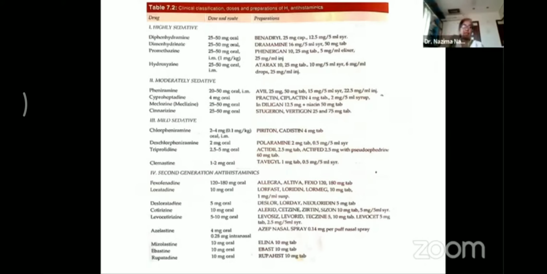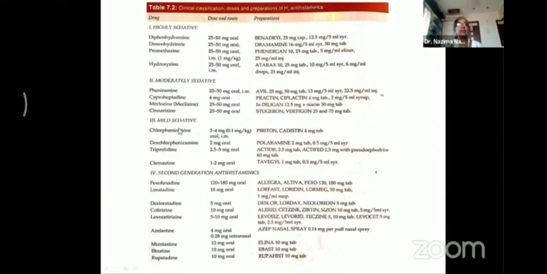Now, coming to the classification of the H1 antihistaminics, again, it is very important. They are classified as old generation or first generation and second generation antihistaminics. Again, based on the sedative action, they are classified as highly sedative, which include drugs like diphenhydramine, dimenhydrinate, promethazine, hydroxyzine. Then there are the drugs with a moderately sedative action, like pheniramine, cyproheptadine, meclizine, and we also have cinnarizine, which is moderately sedative.